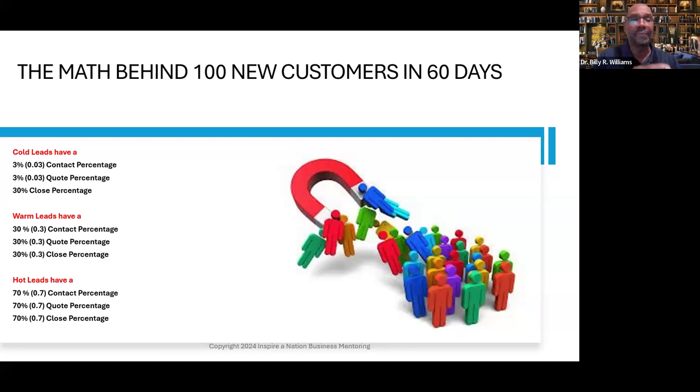Warm leads have a 30% contact percentage, a 30% quote percentage, and a 30% close percentage. On hot leads, you have a 70% contact percentage, a 70% quote percentage, and a 70% close percentage. And you're like, well, wouldn't that be 100? No. You all know there are people who say, I'm ready, I'm ready, and then all of a sudden you call them and can't get in contact with them. They won't call you back, they won't email you back, they won't text you back. So 70%.